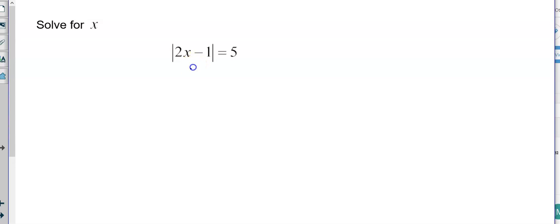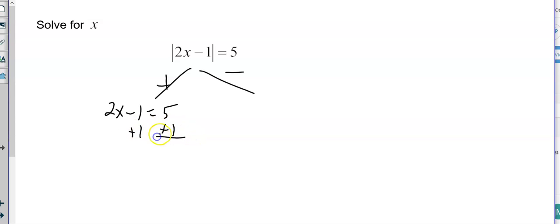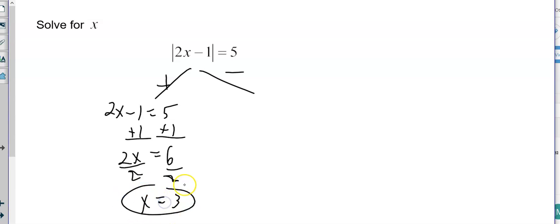So this next one, you're going to have plus or minus. So the positive case is easy. 2x minus 1 equals 5. You'll solve that one. I guess you get 2x equals 6. Divide by 2, divide by 2. Sorry, that's really sloppy. And you get x equals 3. And you can always double check it. Not a bad idea to check it in. 2 times 3 minus 1 is 5. That works.